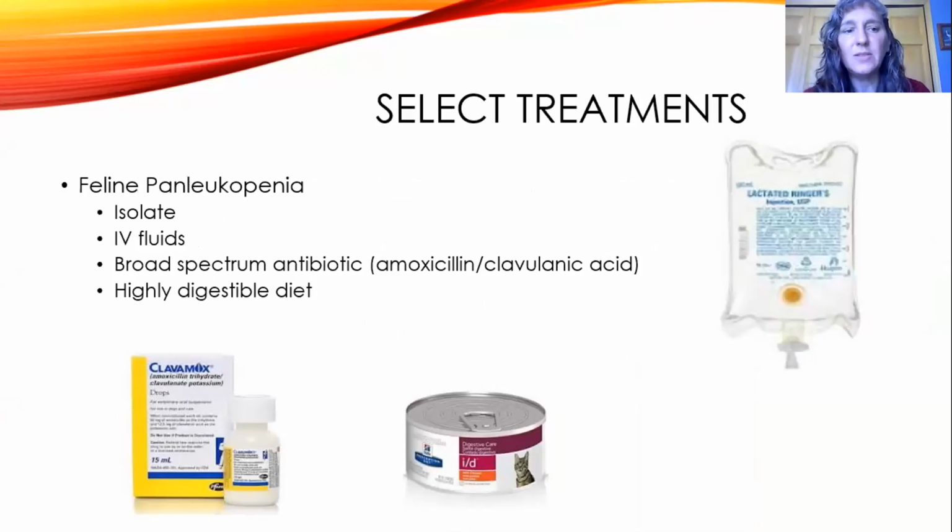For feline panleukopenia, this is a very contagious virus, so you'll need to treat them in isolation and give IV fluids to help with the dehydration that they get from the pronounced diarrhea. Also getting them on a broad spectrum antibiotic to help with any secondary infections from a devitalized GI tract. And using a highly digestible diet in these cases can also be helpful.